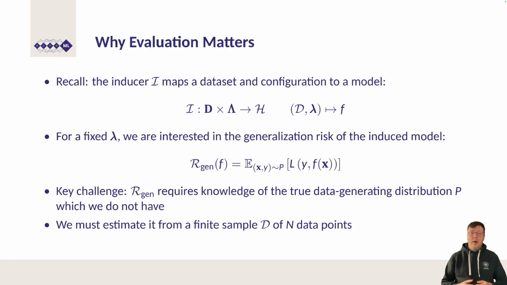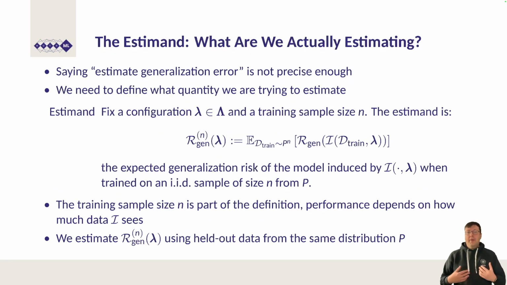The fundamental problem is that computing the generalization risk exactly requires knowledge of P, the true data generating process, which we never have. All we have is a finite sample D of n data points. Everything in this section is about how to use that finite sample as wisely as possible to estimate the generalization risk Rgen. Before we can talk about estimating generalization performance, we need to be precise about what quantity we are trying to estimate. This is called the estimand.